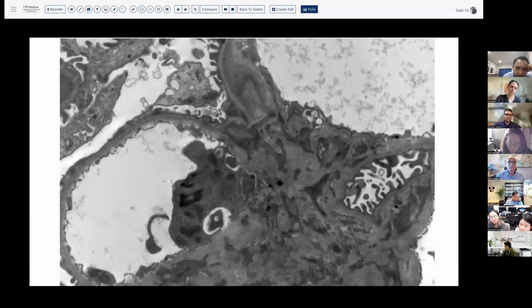Very few capillary loops showed a little bit of effacement, as you can see here, a flattening of the foot processes, which was really focal overall in this biopsy. We're also not seeing any immune deposits in the mesangium or in the capillary walls either.